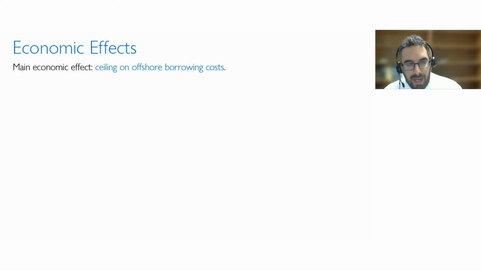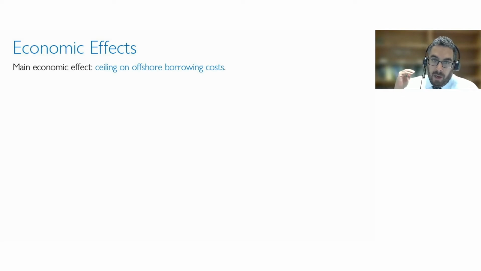Okay, so the main economic effect of this is to impose a ceiling on offshore borrowing costs. So I said these facilities provide liquidity at a penalty interest rate. You would only go to the liquidity line as a commercial bank if the market interest rate is above that penalty rate. And the best way of proxying the market interest rate is the cross-currency basis, to see what's the cost of synthetically borrowing in the source currency. And I'll show you some results from that in a second.